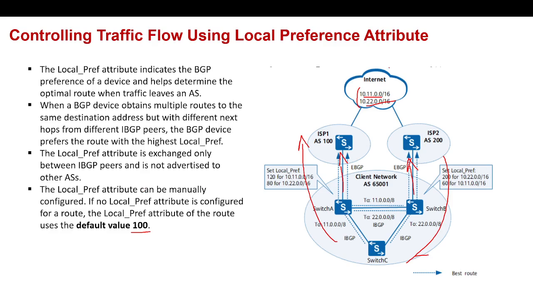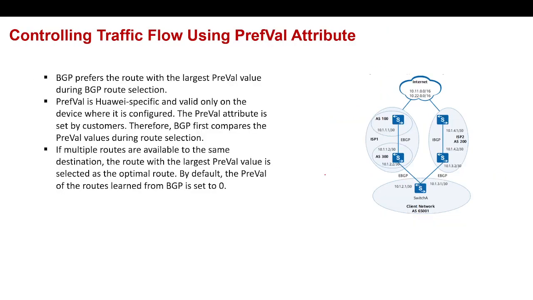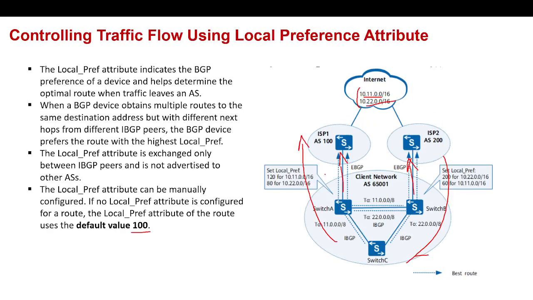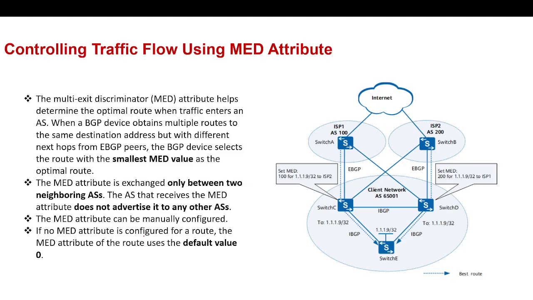So you can use the local preference to control the outbound traffic from an autonomous system to the external AS. And I've mentioned that the default value is always 100. You can also use MED. MED is like cost, so the smallest MED value is always selected as the optimal route.